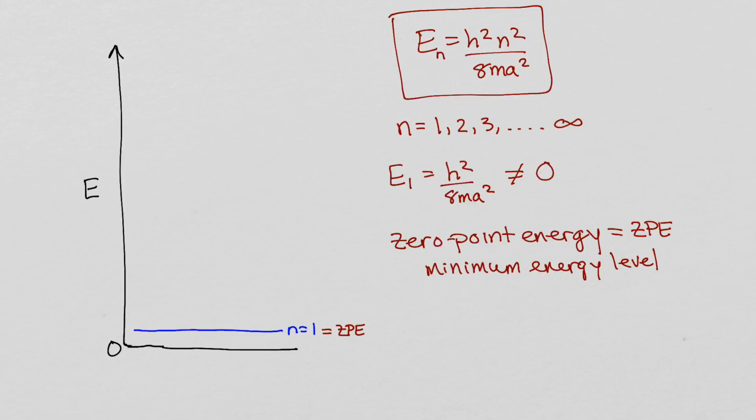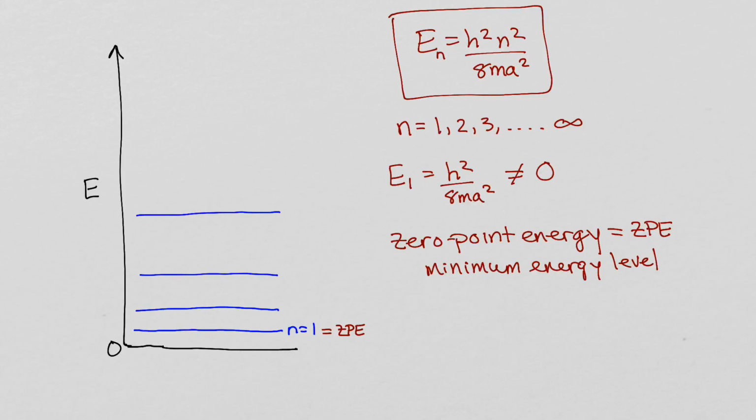Then we could write our higher energy levels on this diagram. We see that we scale by n squared. So hopefully you can recognize that our lines are going to get further and further spaced apart as we go to higher and higher energies. So we can sketch those on there. I'll just do a few.